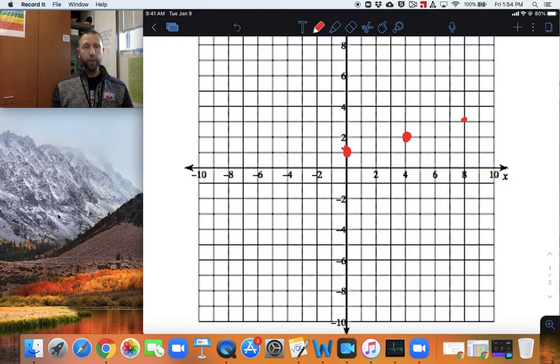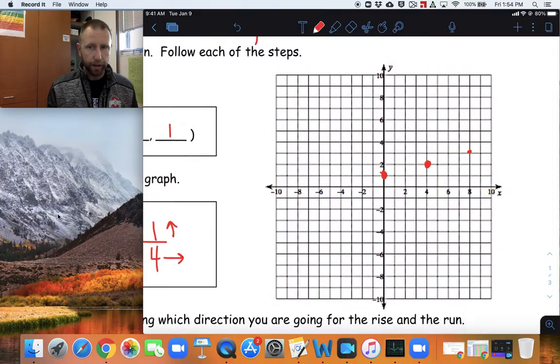I can go up 1 and over 2, but that's not the slope. So I'm done with those 3 points. Okay, but wait, there's more.